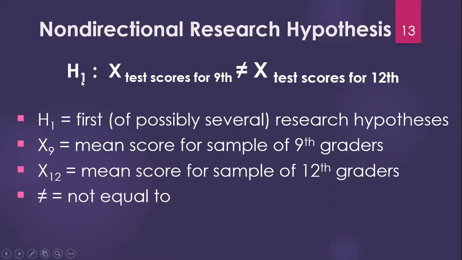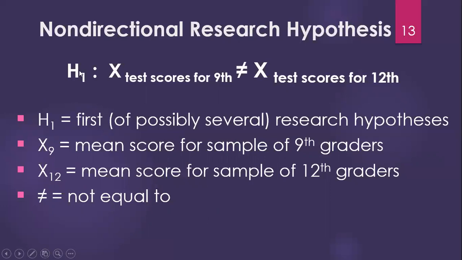Sometimes you'll see in actual scholarly journal articles or studies that you might read, they might list H1, H2, H3 because they have multiple research hypotheses. We won't get that fancy, but just if you're curious about where that one comes from, it just means the first of possibly several research hypotheses. For our purposes, if you like doing HA to remind you that that's alternative, feel free to do that, or H1.